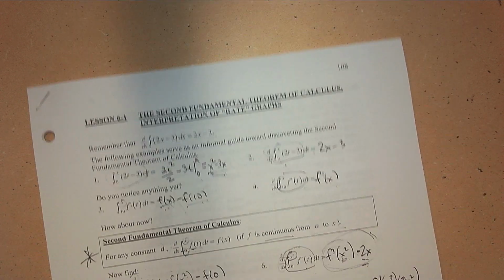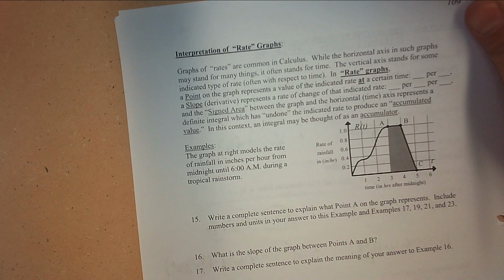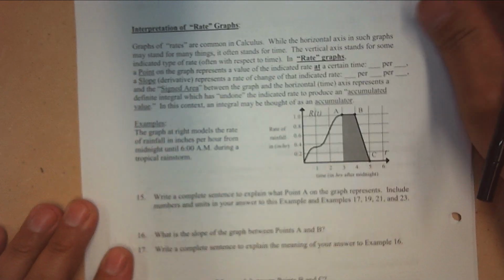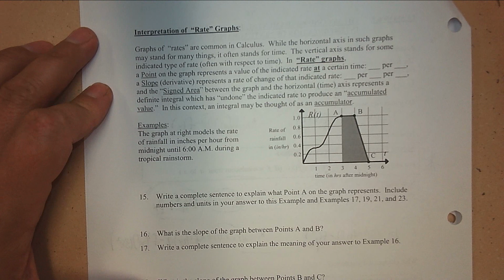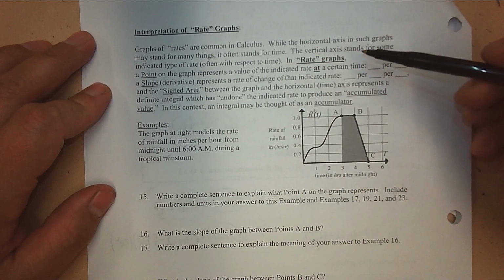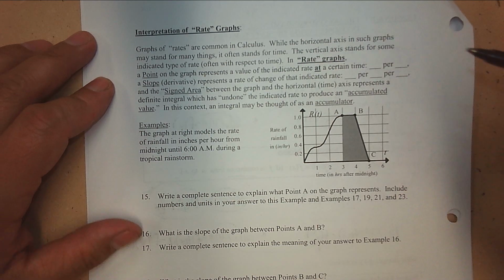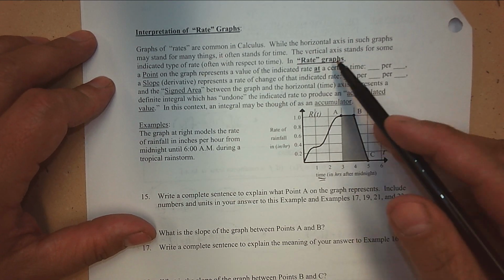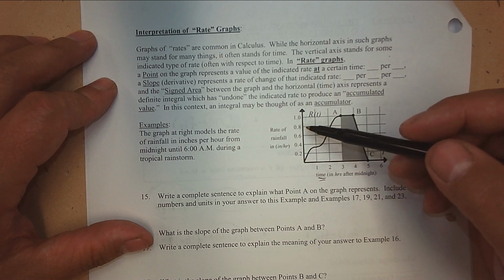Turn the page. Interpretation of rate graphs. Graphs of rates are common in calculus. Duh, right? Because derivative means rate, slope. While the horizontal axes in such graphs may stand for many things, it often stands for time. The vertical axis stands for some indicated type of rate with respect to time.